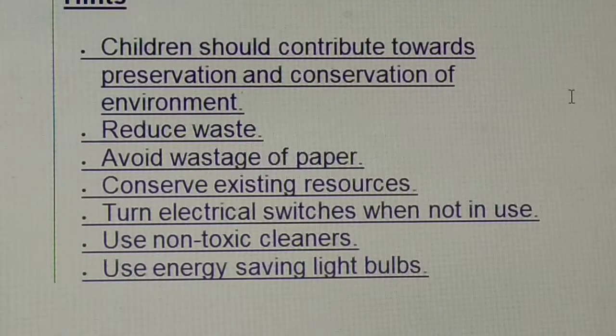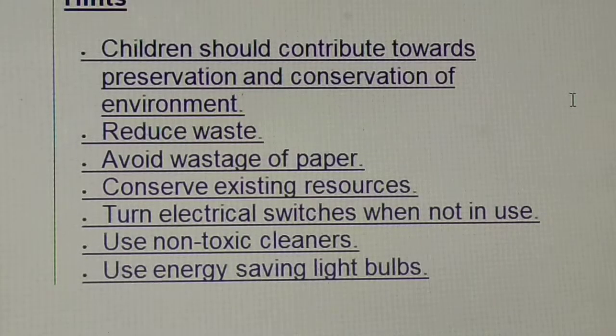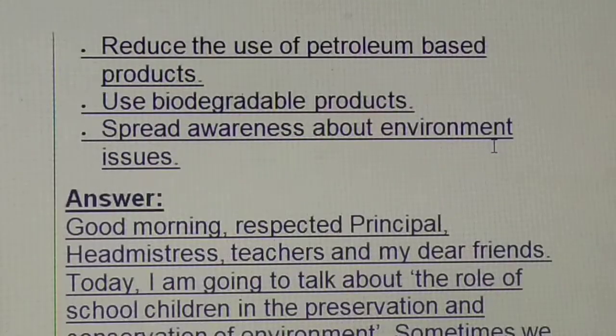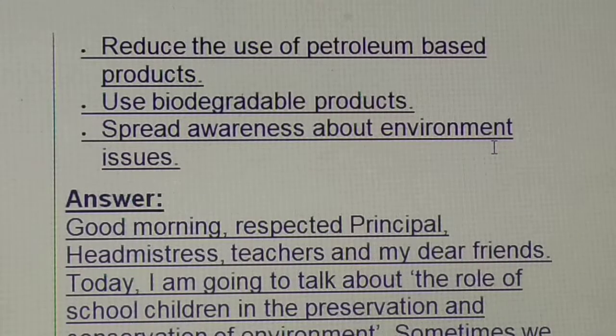You have to develop your speech with the help of these hints. Children should contribute towards preservation and conservation of environment, reduce waste, avoid wastage of paper, conserve existing resources, turn electrical switches off when not in use. Use non-toxic cleaners, use energy-saving light bulbs. Reduce the use of petroleum-based products. Then you have to use biodegradable products. You have to spread awareness about the environment issues.